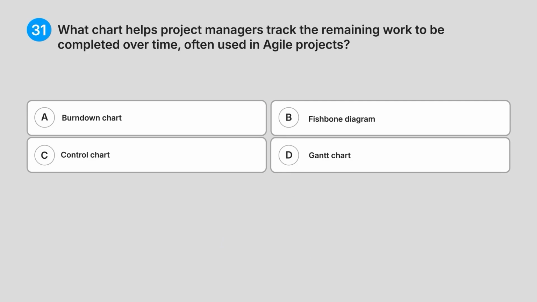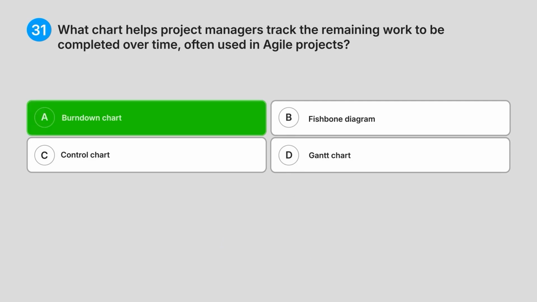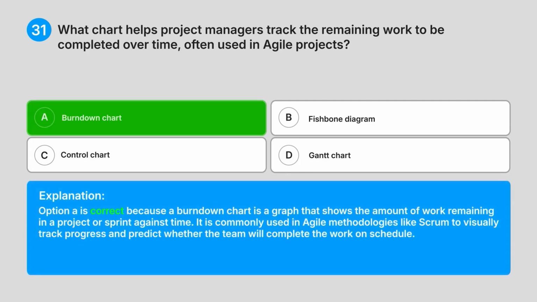Correct answer. A. Burn down chart. Explanation. Option A is correct because a burn down chart is a graph that shows the amount of work remaining in a project or sprint against time. It is commonly used in agile methodologies like Scrum to visually track progress and predict whether the team will complete the work on schedule.